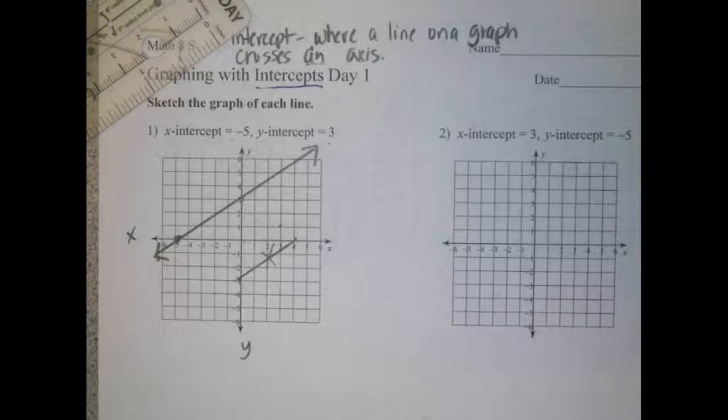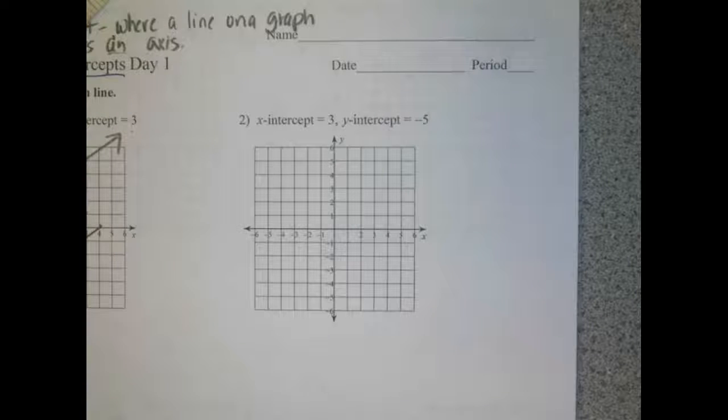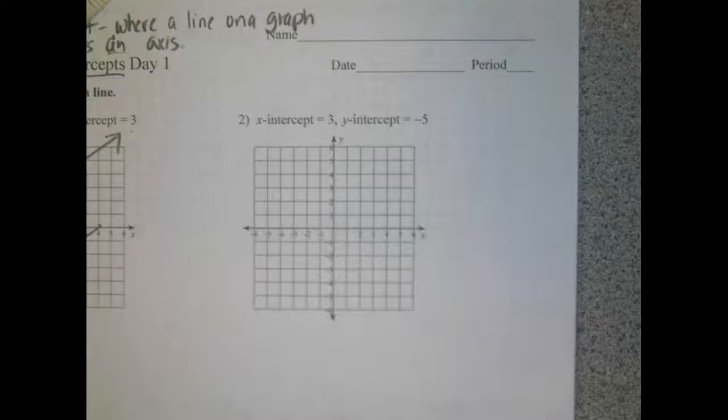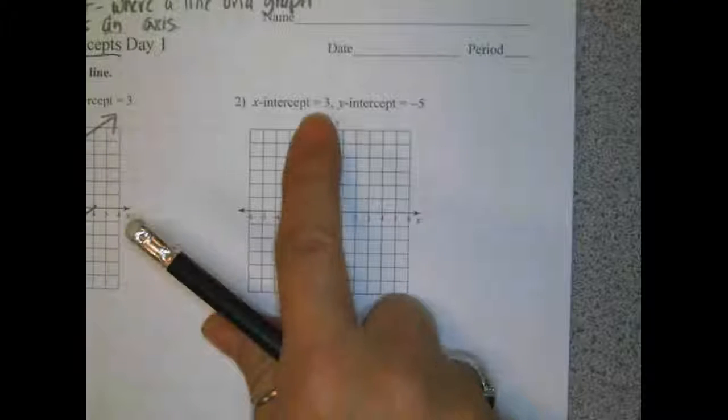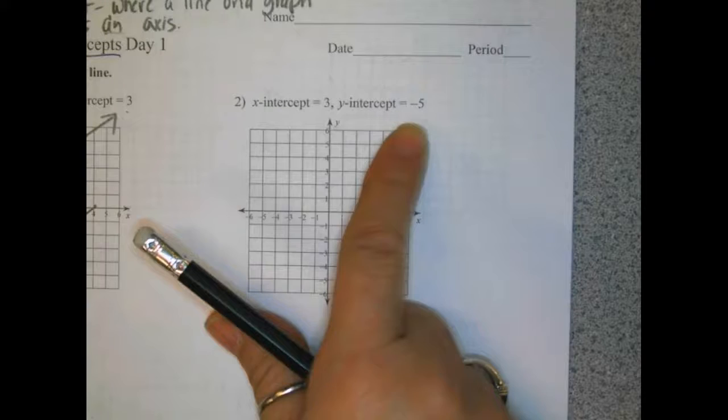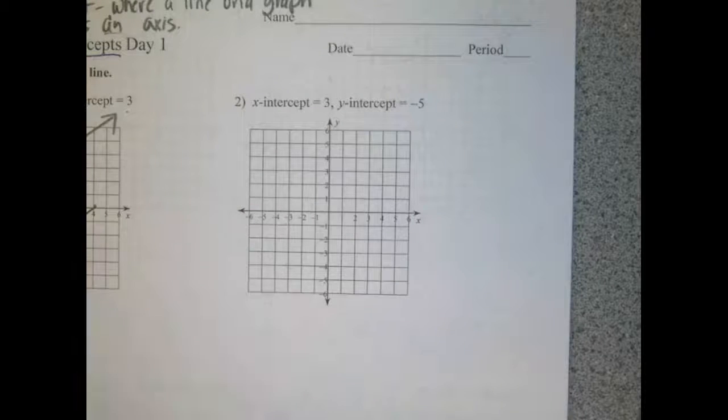Okay, so this side, all right, so this one here. Go ahead and do number 2. It's exactly like number 1, except your intercepts are different numbers. So find those intercepts and then draw your arrow. And then we'll check it together. Go ahead and take like a minute to do that.